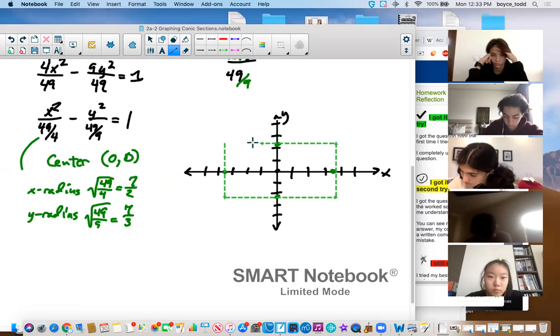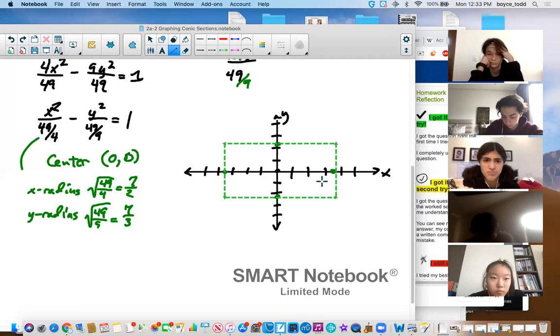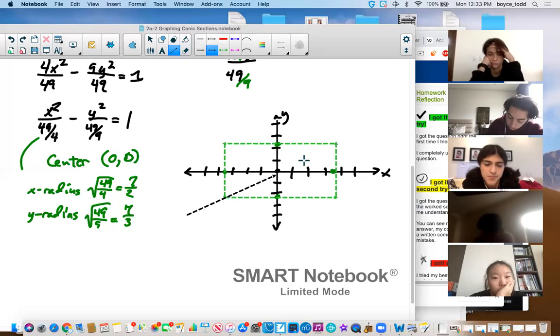And again, it doesn't have to be perfect. You just want to do as good of a job as you can. As you notice here, I put this line a little too far, but it's close enough that we're going to get the shape that we're looking for. Now, this is the final thing you do. You draw diagonals through 0, 0 and through these corners, and that's going to help you see the line of where you draw your hyperbola.